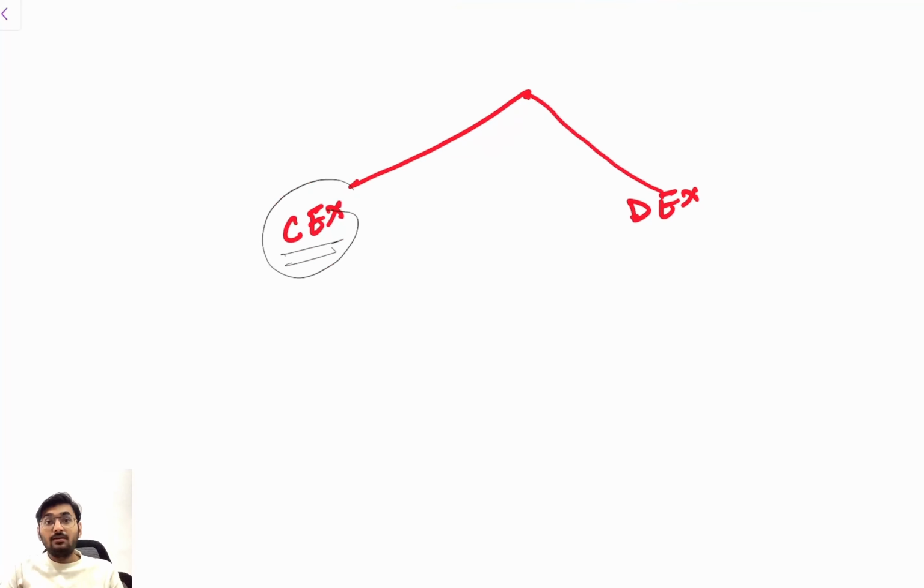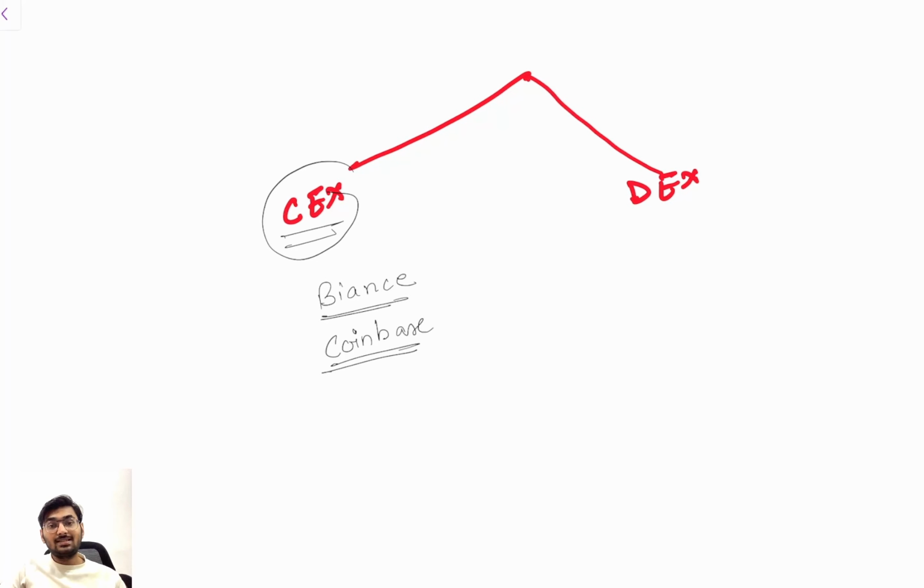They are nothing but private companies that actually run the crypto trading platforms. Like what are the examples? Binance, Coinbase. Next that comes to my mind is WazirX, and FTX. It collapsed later on, so it's not existing right now. So these are the centralized exchanges, which are privately owned.